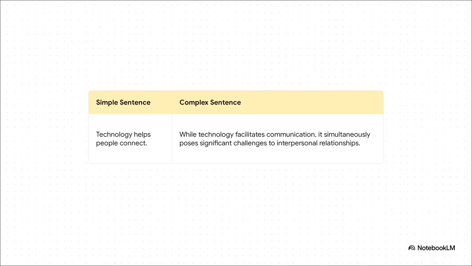And it's not just about the individual words, it's about how they're pieced together. Look, a simple sentence is fine. Technology helps people connect. Gets the point across. But then you see a complex sentence like this one. It's like a balancing act, holding two opposing ideas in perfect tension, showing the reader all the nuance. Mixing these two styles is what keeps you engaged and shows real command of the topic.